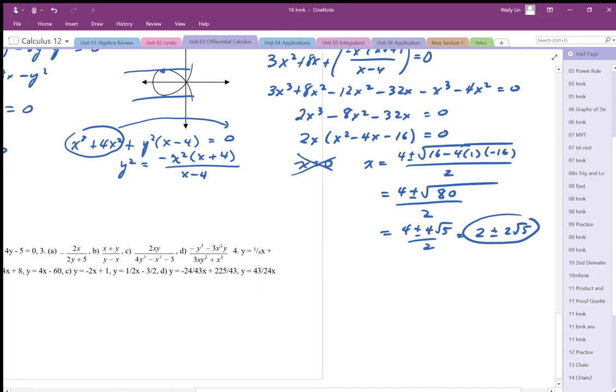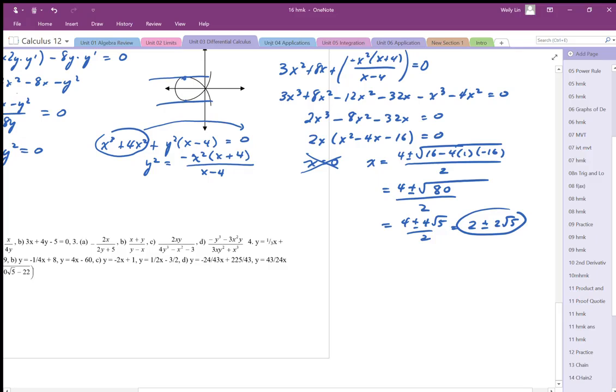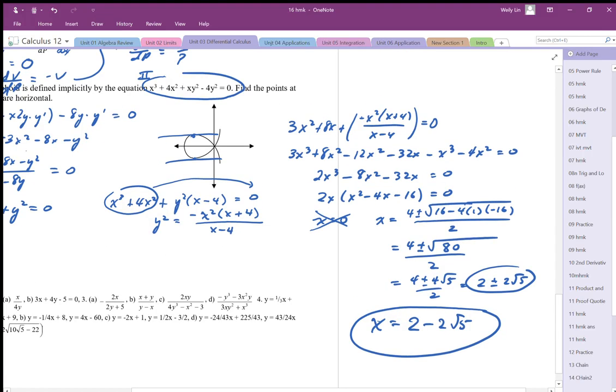Then I can eliminate, if I take my picture there, definitely not going to be 2 plus 2 root 5. So the x coordinate is going to be 2 minus 2 root 5. So there it is, that's the x coordinate. To find the y coordinate, I would just plug back into my original expression here. So that's question number 7. I think that's the last one there.